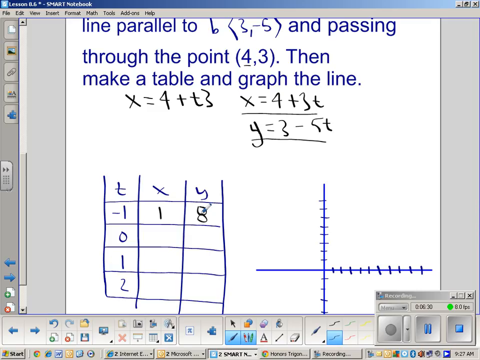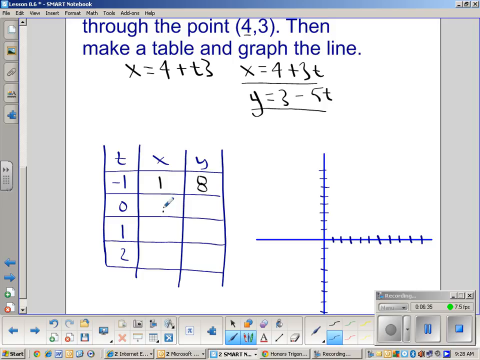Alright, now let's do that with 0. What is it? 4. And y? 3. And if I put 1 in, 7 and -2. If I put 2 in, 10 and -7. Okay. Did I lose anybody in finding those values? Some of you got it quick, and I listened to you and wrote down what you said, and we went kind of quick through there.